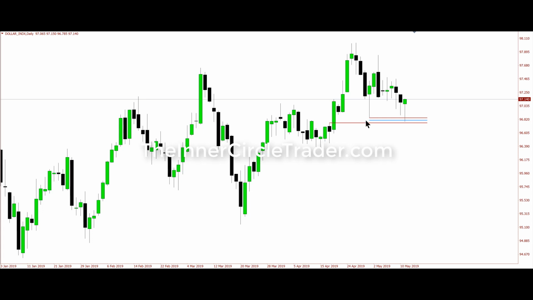Now, it's a liquidity pool because it's below this low. That's all I'm going to say. There are other factors that lead to the definition of it being a liquidity pool, in addition to that swing low.